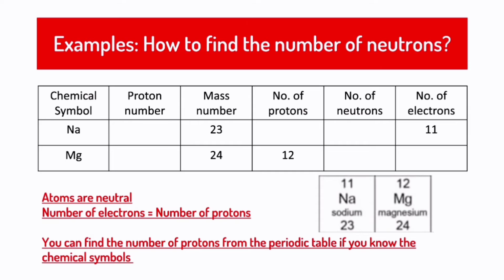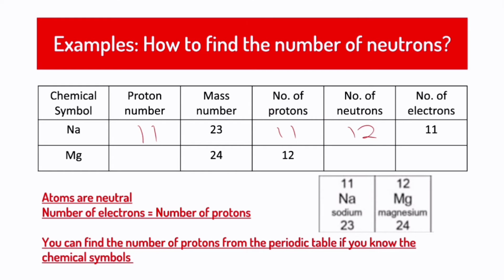For chemical symbol sodium, Na, you will know the proton number is 11 and the number of protons is also 11. So simply take the relative atomic mass, which is the mass number, subtract it with 11, and you will get the number of neutrons, 12.